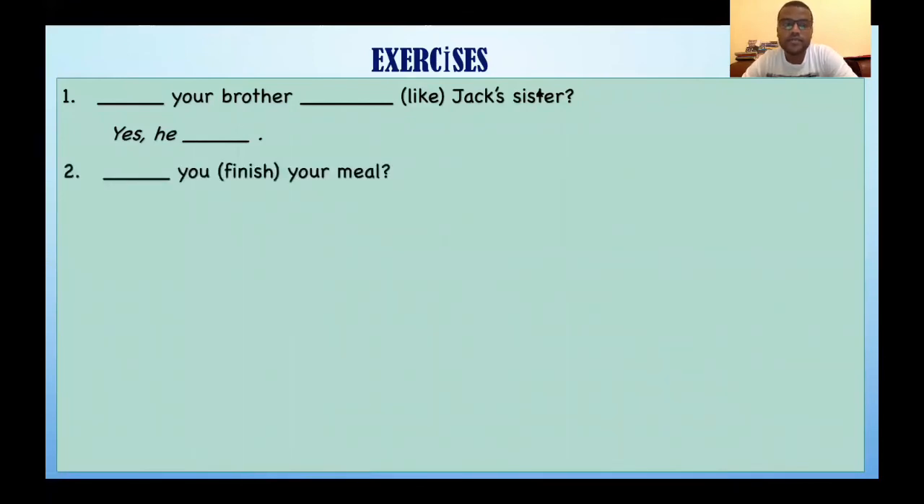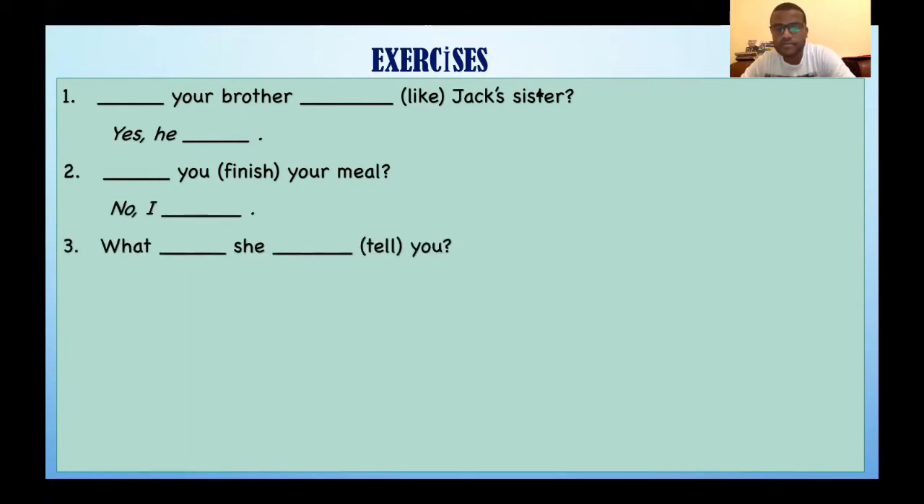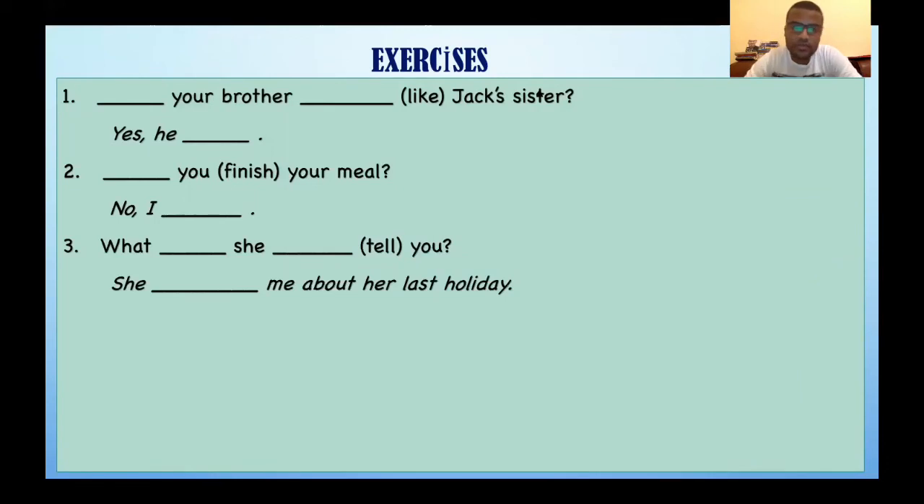So we have number 2: you finish your meal. Another question form. What do you think we do in the question form? We put did plus the subject plus the verb in infinitive. So no, I, then what did she tell you about, something like that. For she, we are going to conjugate the verb tell here. What is the past of the verb tell? It is told. She told me about her last holiday.